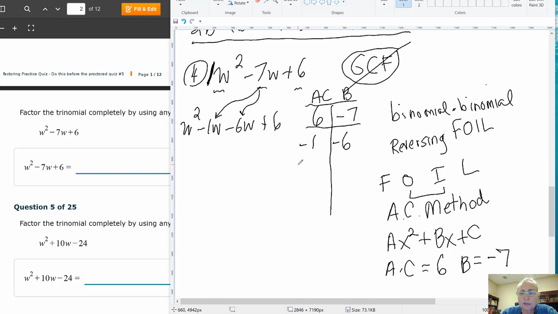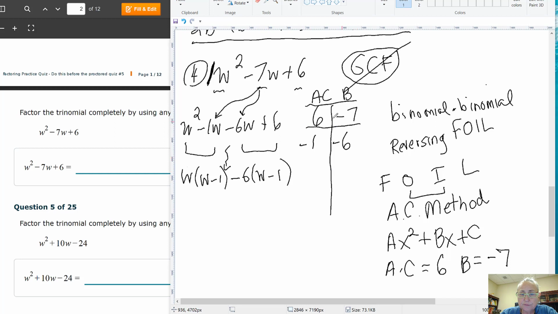And now guess what? After we've done this, we're back to grouping. So we group the first two, bring down the middle sign, group the last two. So you'll see these two have a W in common, and that'll give me a W minus 1. I drop the minus sign down. These two have a 6 in common. That will also leave a W minus 1.